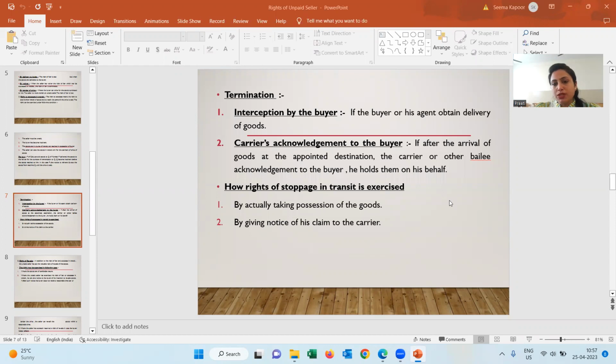How is the right of stoppage in transit exercised? We were talking about the right of lien, that you can use this right if you have the possession. Same in the case of the right of stoppage in transit, you need to take the possession of the goods back. Seller wants to take the possession of goods back. And secondly, by giving notice of his claim to the carrier, he has to inform the carrier that due to the insolvency of the buyer, I want to get the possession of goods back.